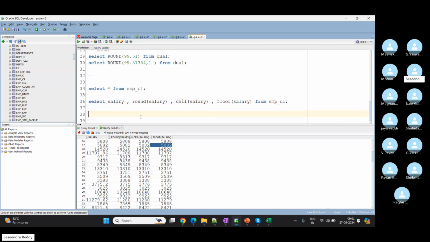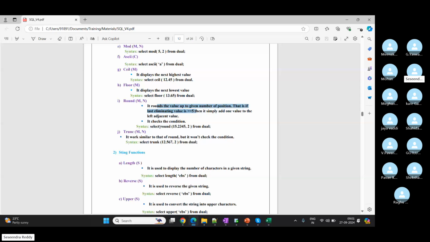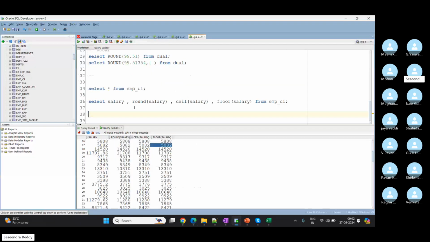And we have another function which is trunc. This trunc is also the same as round, but it won't check the condition of whether it is below 50% or above 50%. Let's see.